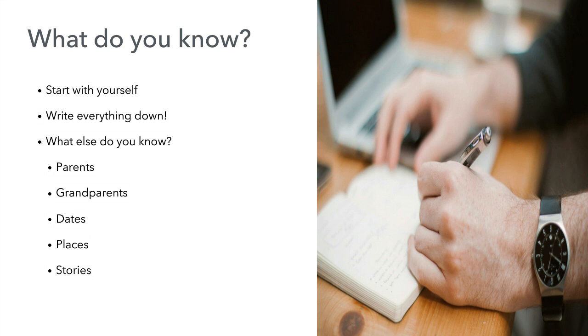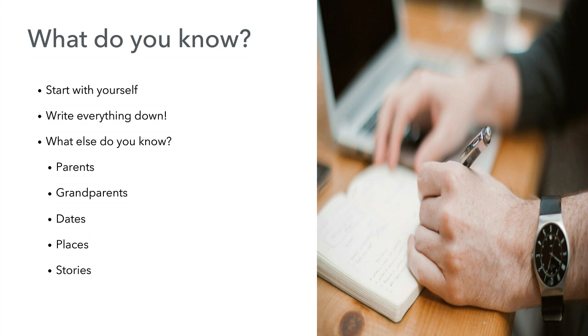So first of all, ask yourself, what do I actually know? Start with yourself, and the most important thing I think that you can do is actually just write everything down. Start with your parents. What I actually did was I just had a notebook and I just drew a family tree. So I added in my parents and my grandparents and everything that I knew. If you can't go back too far, don't worry about it, because this is the whole point of family history, is that you'll start to find out more and more as you research.